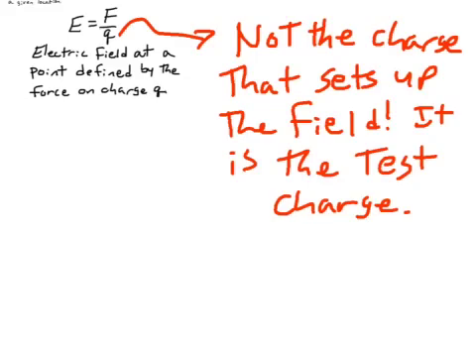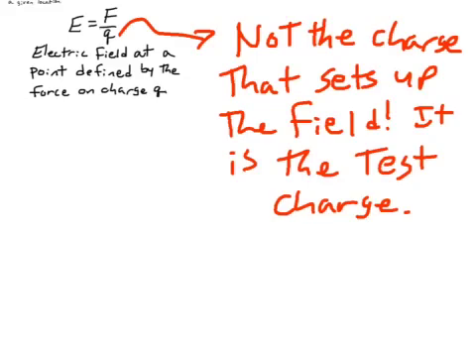And third, because Q appears in this equation above here, it might seem like the electric field depends on the size of the test charge. It doesn't. We know from Coulomb's Law that the force on Q is proportional to Q, the charge in the field. Therefore, the electric field is independent of the charge Q. The electric field depends only on the source charges that create the field.